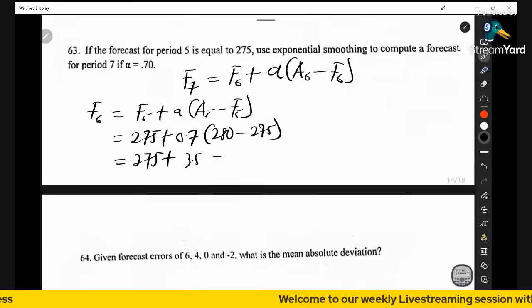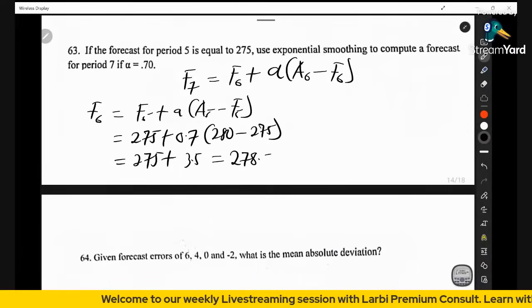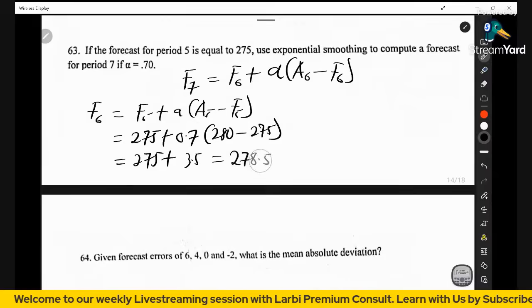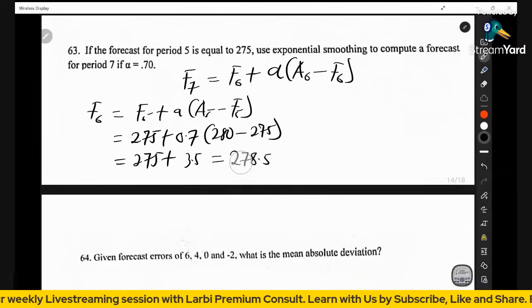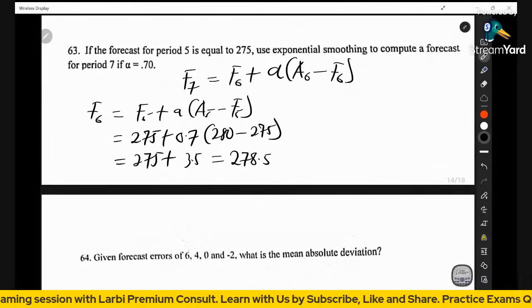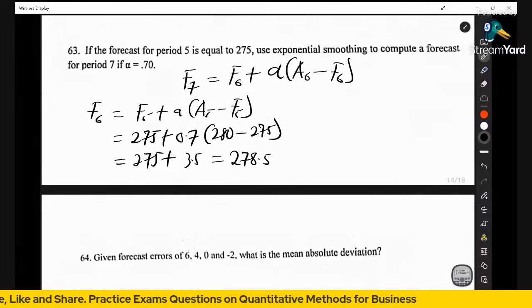3.5. And what are we getting in total? We are getting what? 278.5. So this becomes the forecast for what? Period 6. Okay. So once you get a forecast for period 6, then we can find the forecast for what? Week 7. All right. Because we already know the actual for week 6.